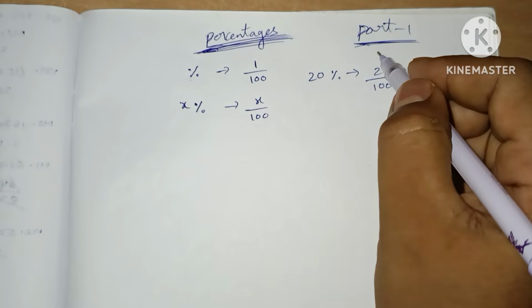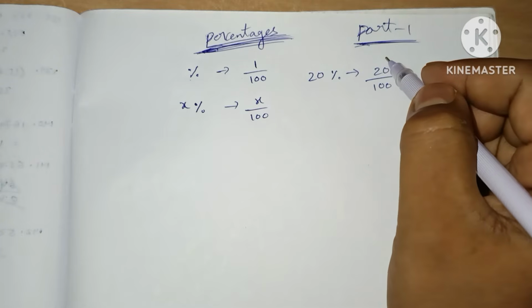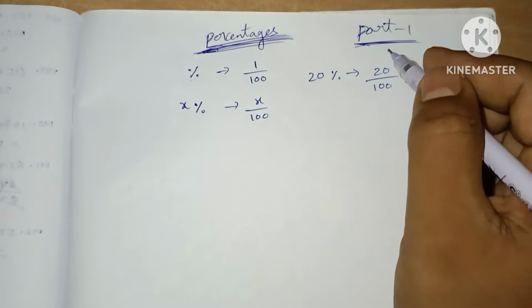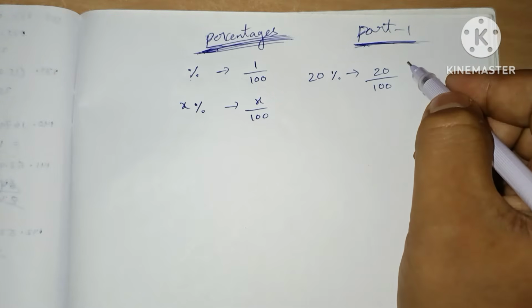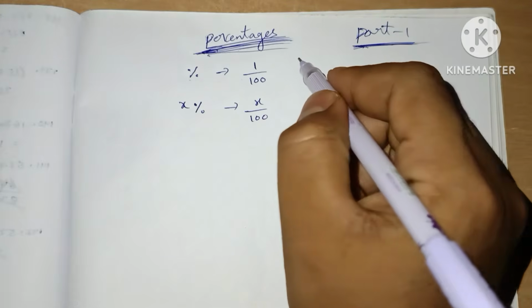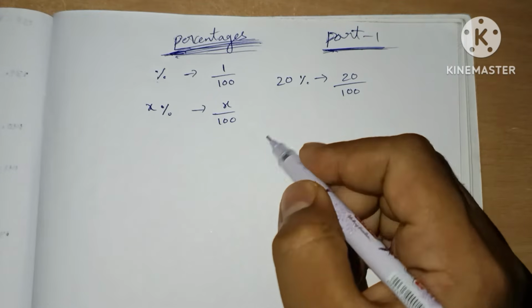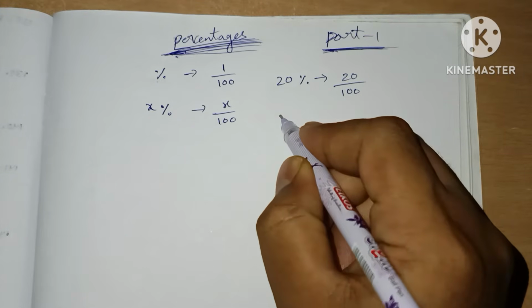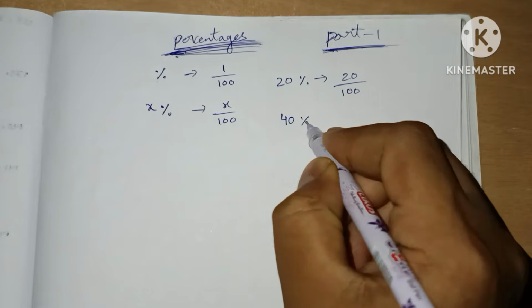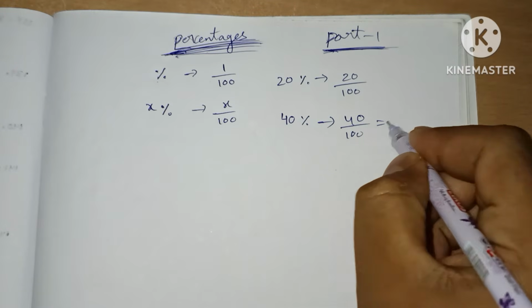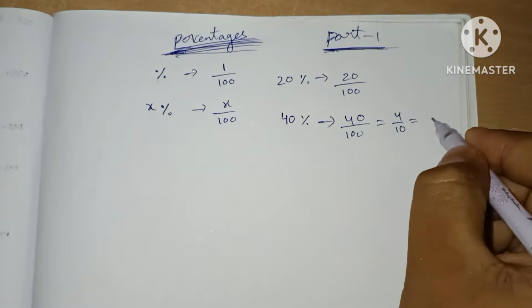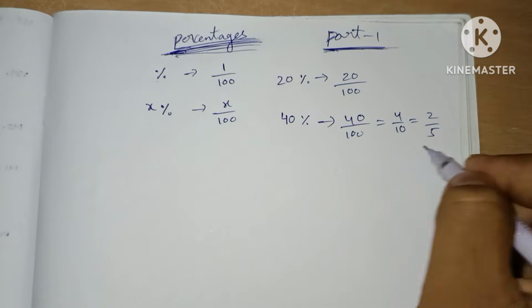After completing this basic introduction part, you must watch the remaining parts also to attain clarification about percentages. Now let's go for further details. Let's take 40 percentage, which means 40 divided by 100, which is 4 by 10, which is nothing but 2 by 5.